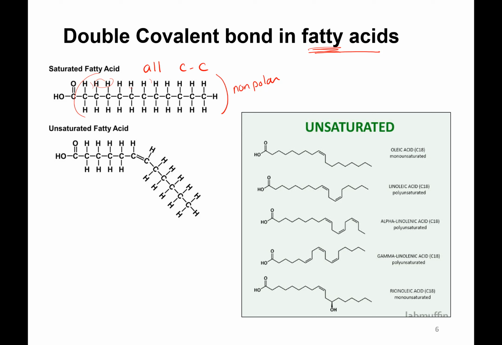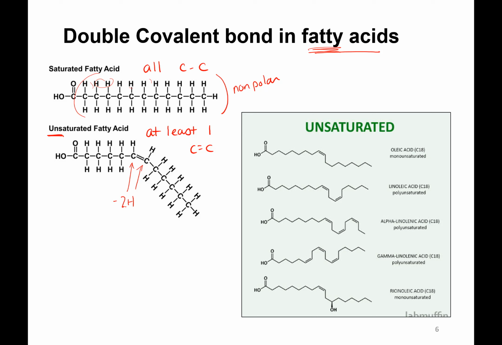An unsaturated fatty acid means it has at least one carbon-carbon double bond. And unsaturated means it's lost some hydrogens. So if you counted up the hydrogens, it's actually missing two right here. So it's not saturated. It doesn't have the maximum number of hydrogens, and that's because it has carbon-carbon double bonds.